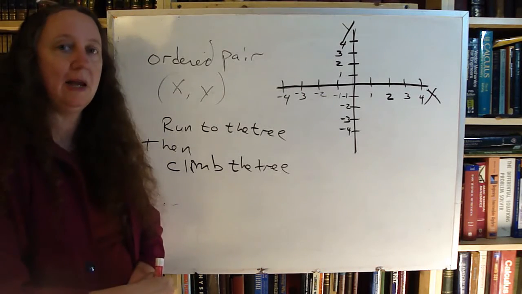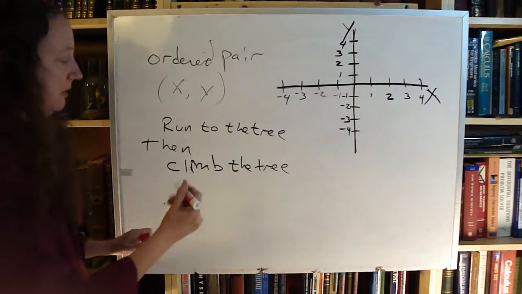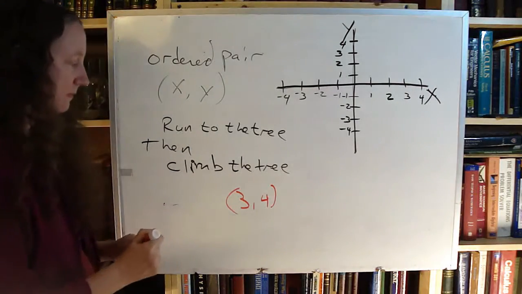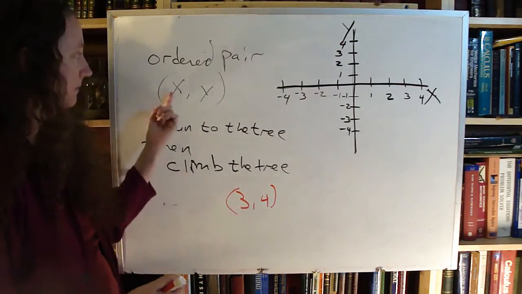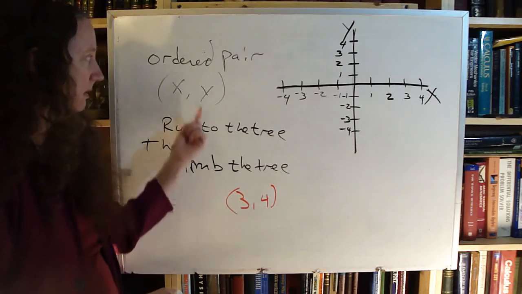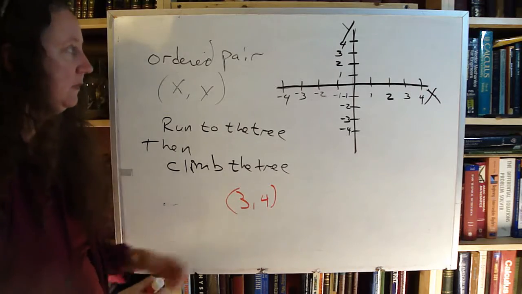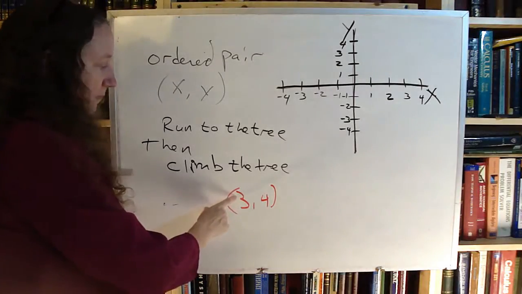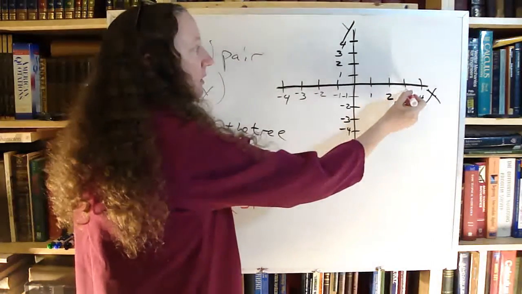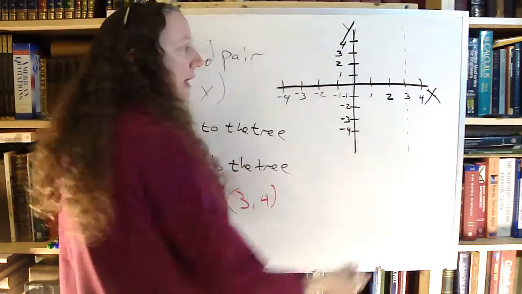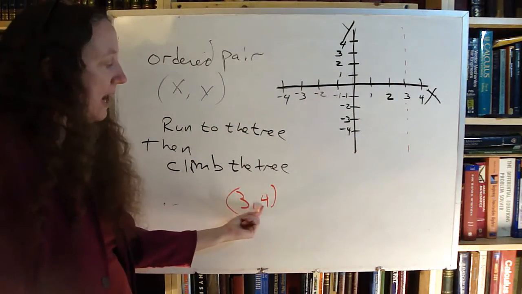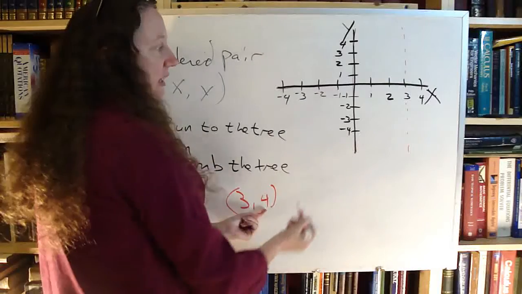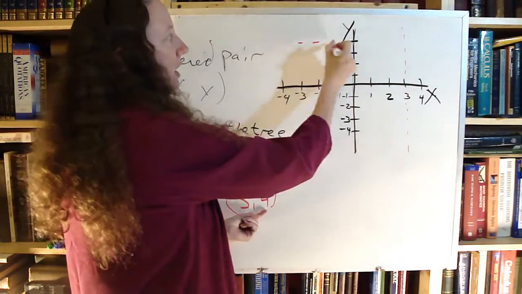So if I wanted to plot a point on this, if I wanted to plot 3, 4, my x is 3, my y is 4. So on my x-axis, I count over to the +3. Notice there's no negative sign there, so it's understood to be positive. So I know it's going to be somewhere on that dotted line. On my y-axis, I count up to the +4. Don't want this because that has a negative sign. I want this one because it has the positive sign.